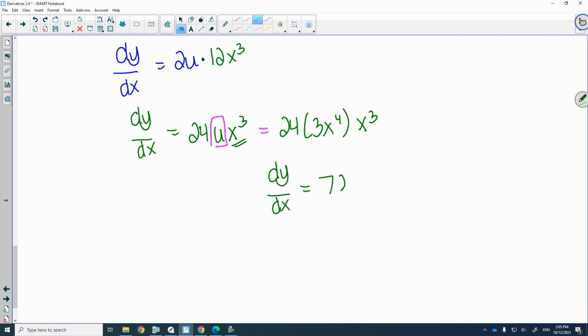72 x to the 7. They want me to find the derivative when x is equal to 1. So now I found the derivative, and they'll often say when x is 1, because we could easily plug in a 1 or a negative 1. So now we're going to put in a 1. And our answer is 72.